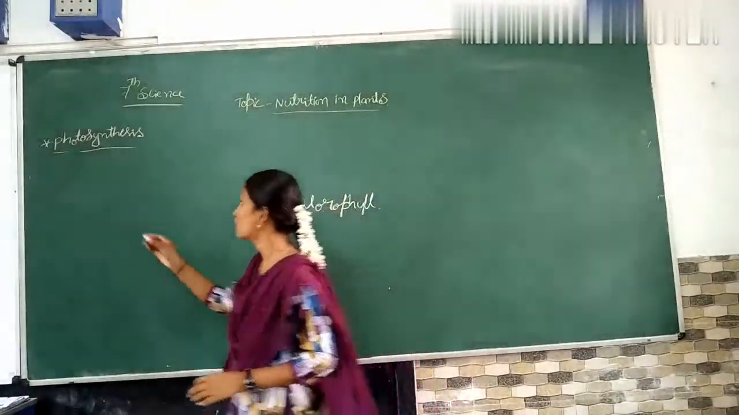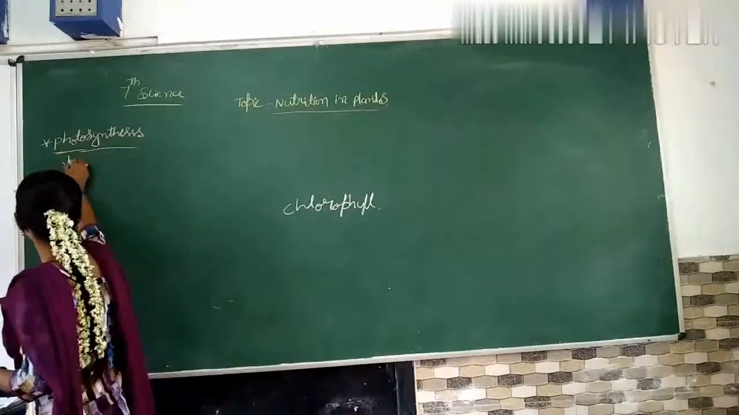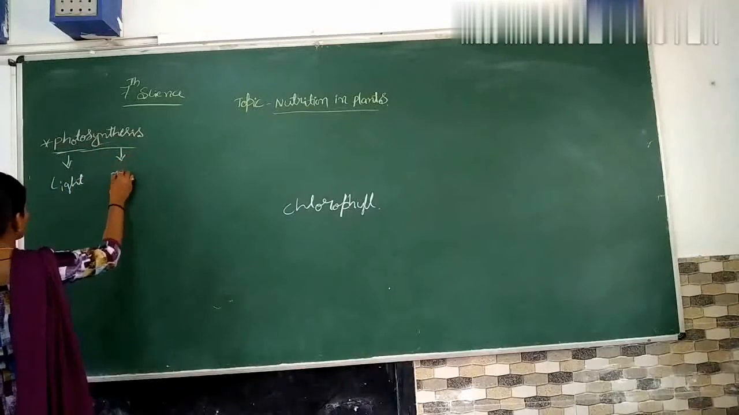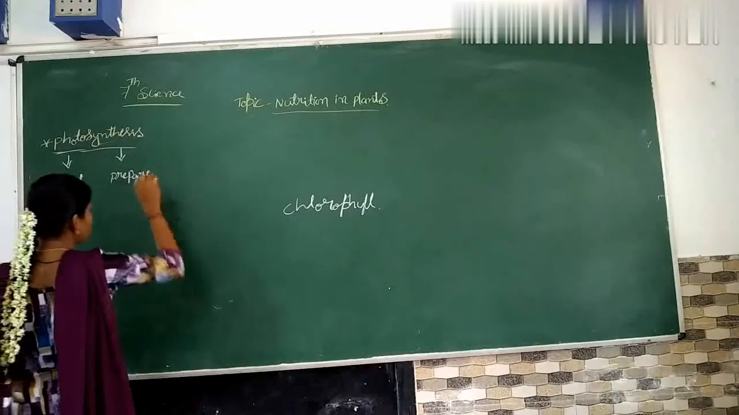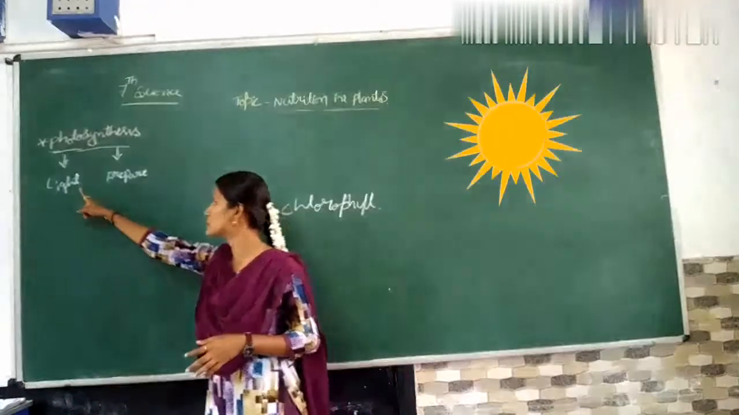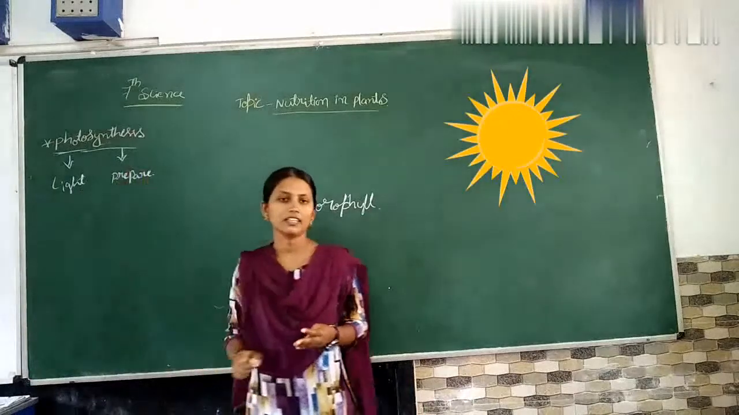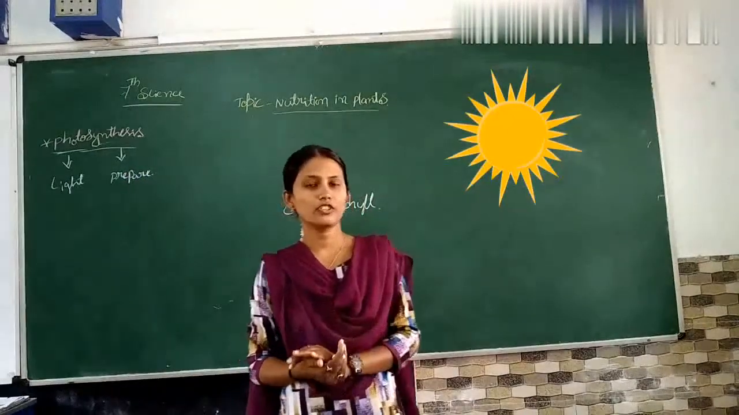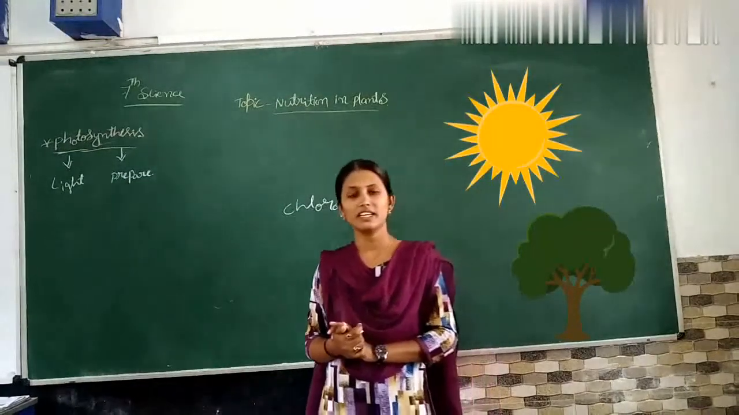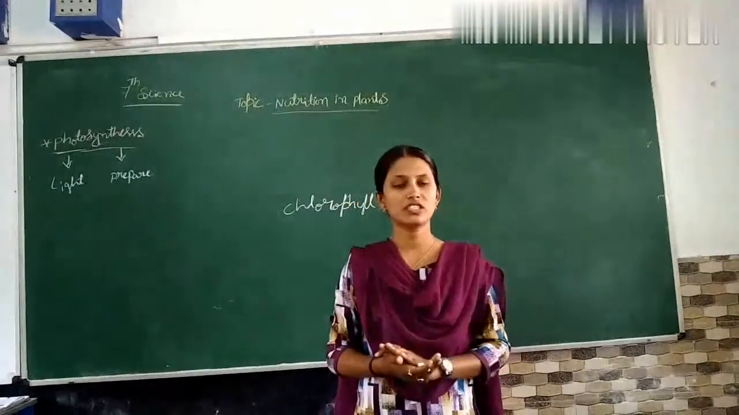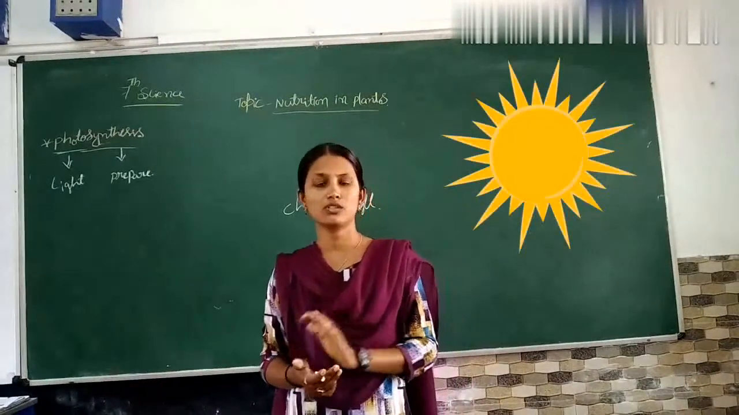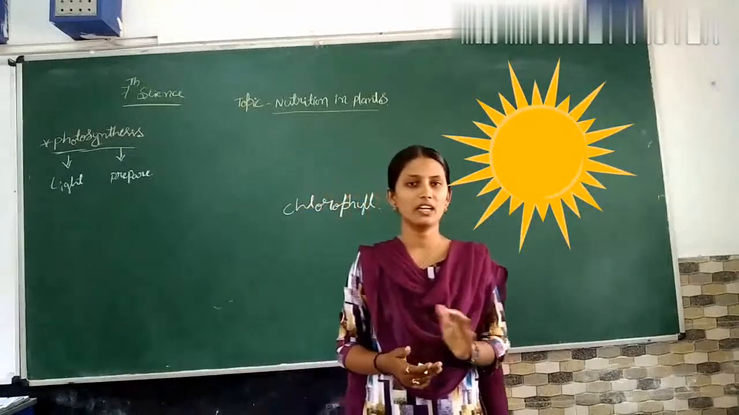Here photo is nothing but light. Synthesis is nothing but prepared. Food is prepared in the leaf by using light, carbon dioxide and water. So this process we are calling photosynthesis. As we know, sunlight is abundant, and this is a unique process on the earth. Here the sunlight is the ultimate source of energy for all living organisms.